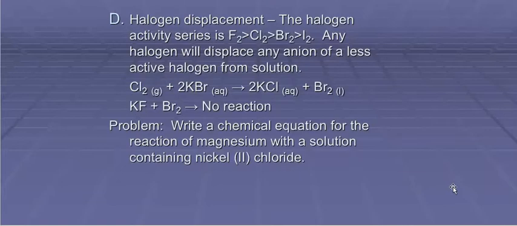And then finally you have halogen displacement. Halogen activity series just follows the periodic table. F2 is greater than Cl2, greater than Br2, greater than I2. And so F will replace any halogen. I will not replace any halogen because iodine is less active.